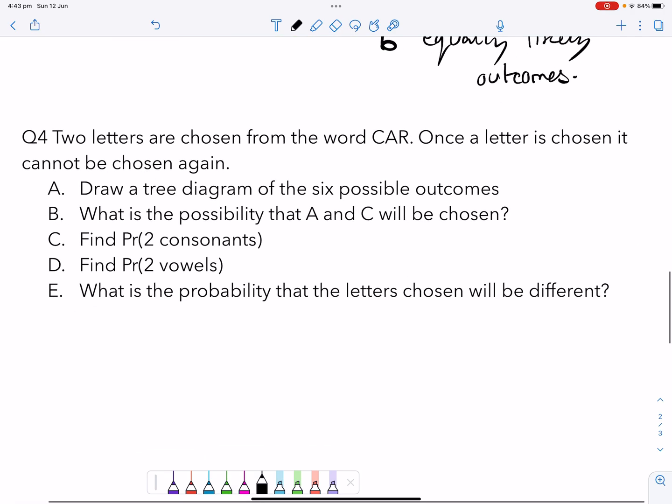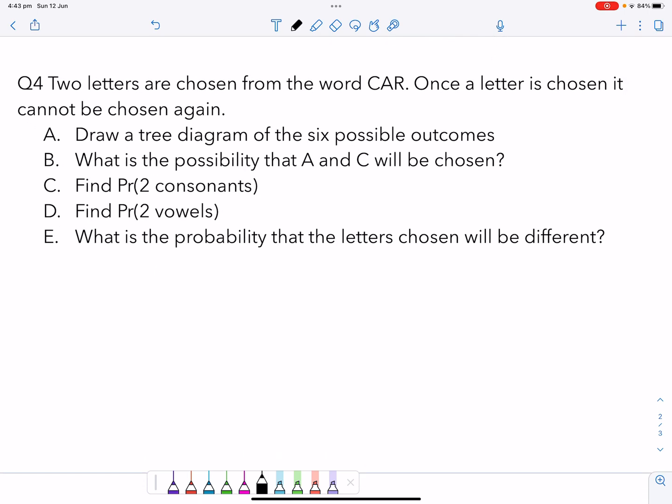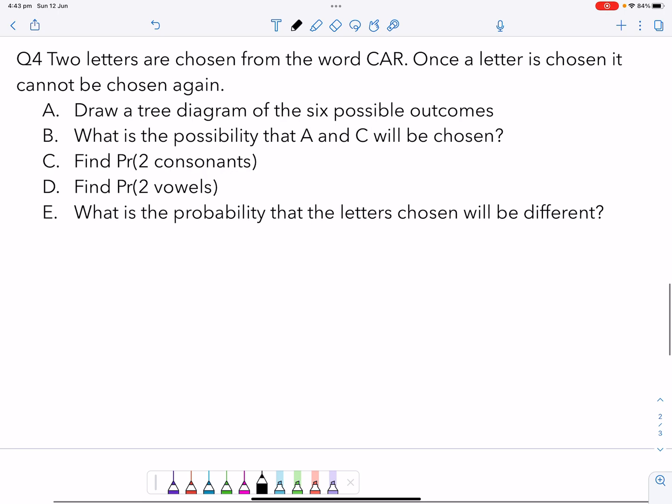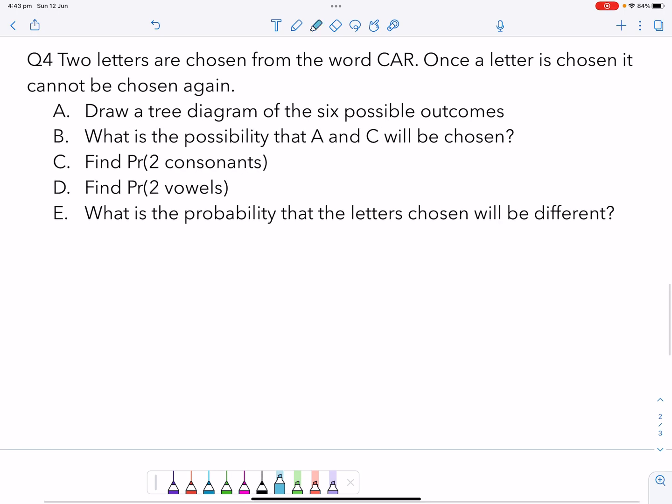Okay, I've chosen a little bit of a harder question. This is from problem-solving questions, rather than just doing more basic coins or a spinner with 3 items on it, for example. I want to go with something a bit more interesting so that you see a variety of solutions, so you're more confident trying them yourself. Okay, 2 letters are chosen from the word CAR. Once a letter is chosen, it cannot be chosen again.